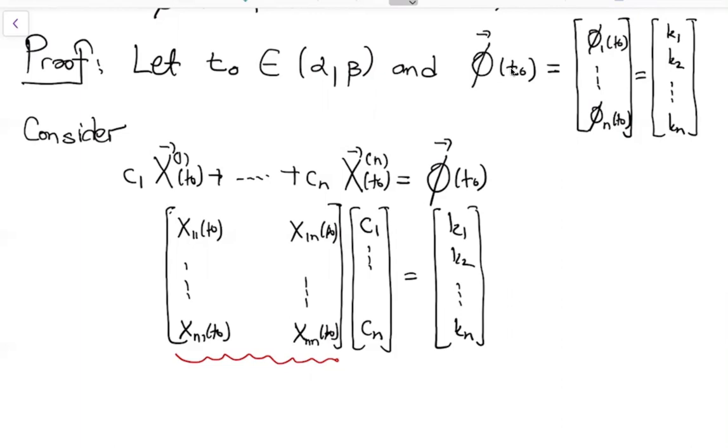So this matrix's determinant is non-zero, which says that it's an invertible matrix, which says that you can solve this problem uniquely. So you can find unique C1 to Cn, which will satisfy this thing. So now we can find this and we can solve it.